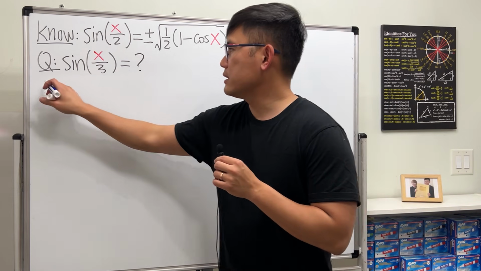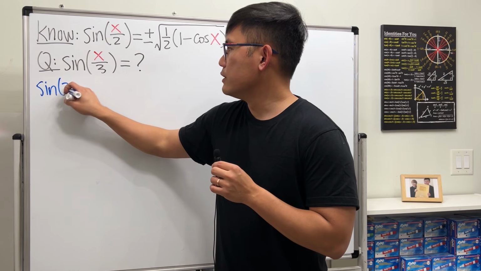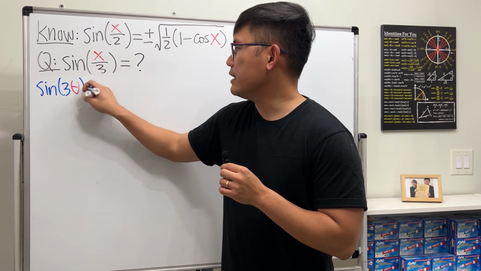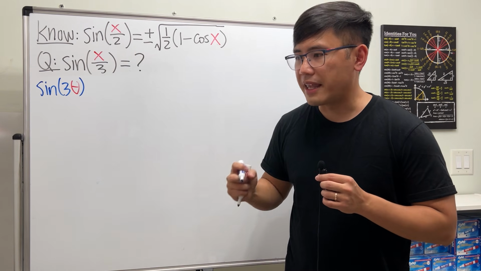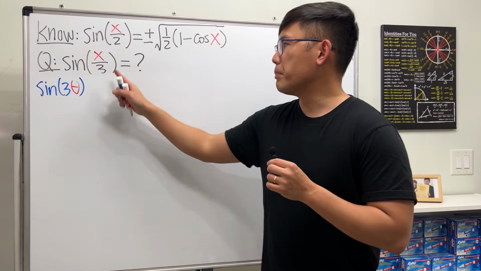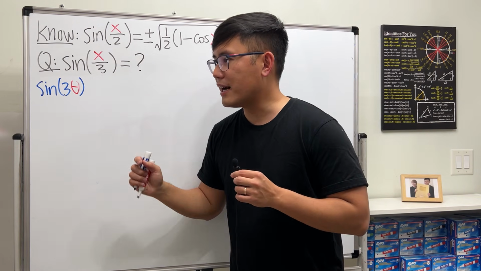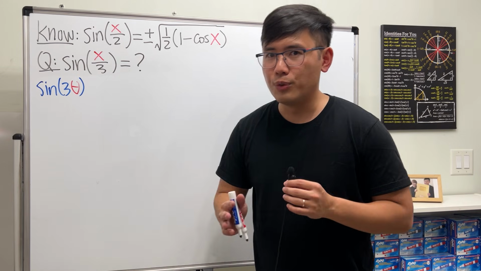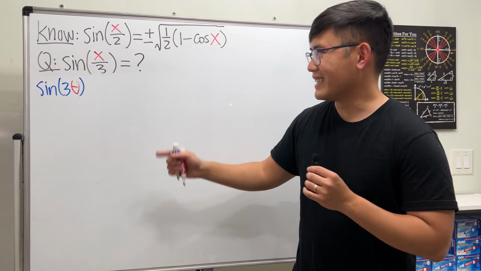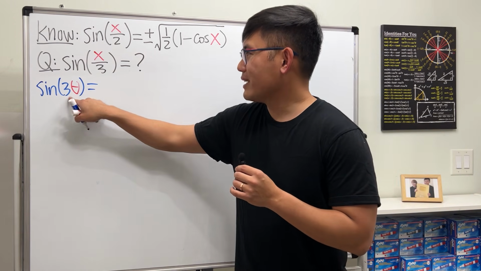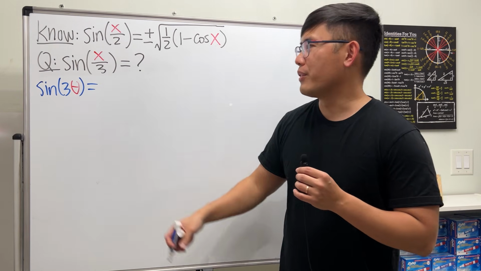What we need first is sine of 3 theta, and we need an expression for this in terms of sine theta, so that we can plug in x over 3 into all the thetas, and in fact we'll end up with a cubic equation. Let's continue. First, we break down the 3 theta as theta plus 2 theta.